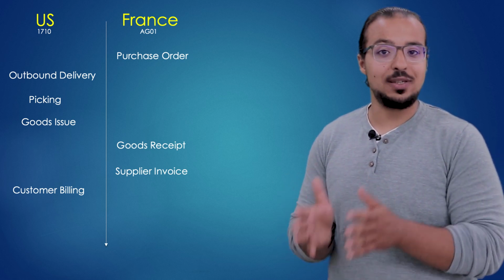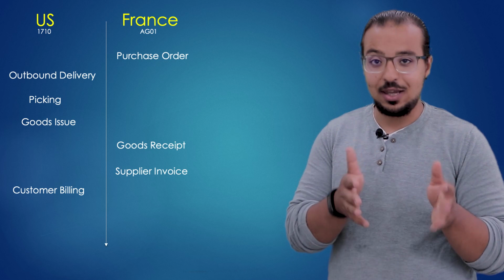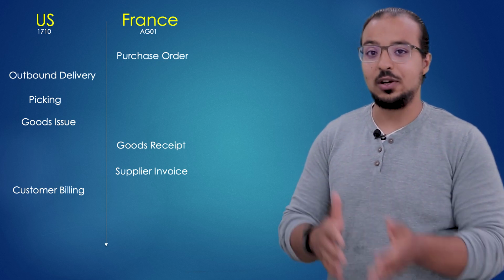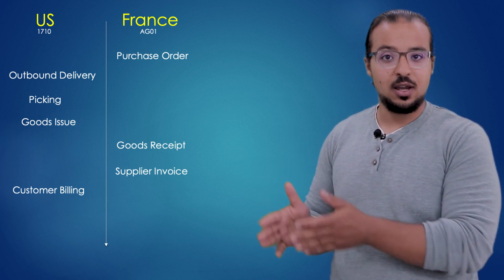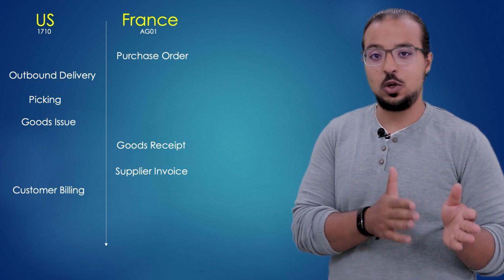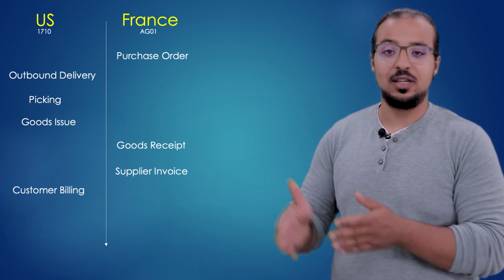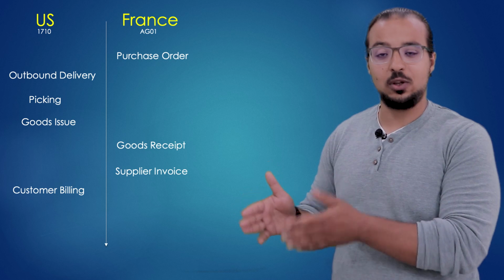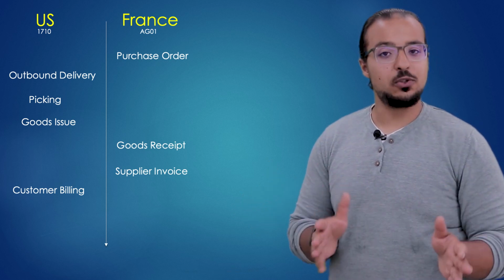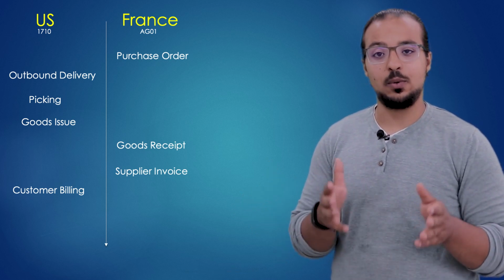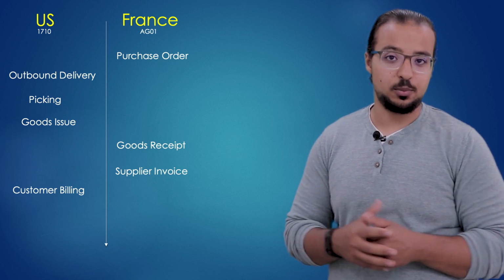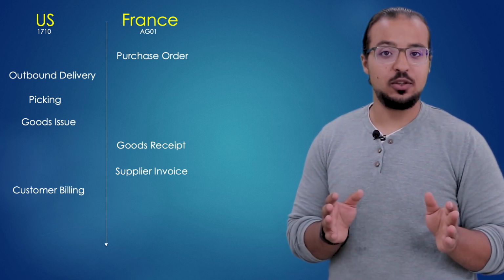But if the products will stay in the legal custody of US until they reach the warehouse in France, it means that we are going to post the goods issue in US, but we post the goods receipt in France only when we receive the products actually in France. So this process is very flexible and it depends on the internal policies of any group of companies. Now let's look into the accounting entries in every step.